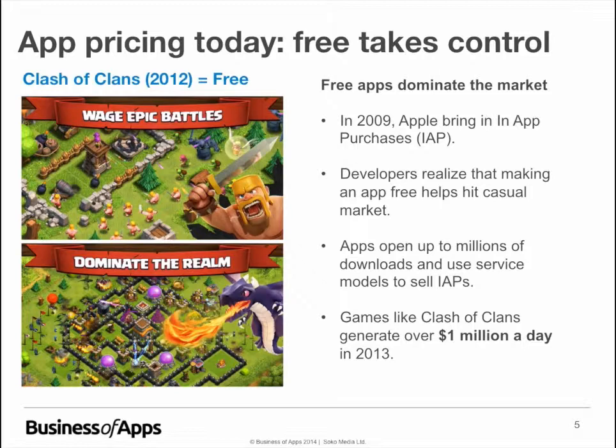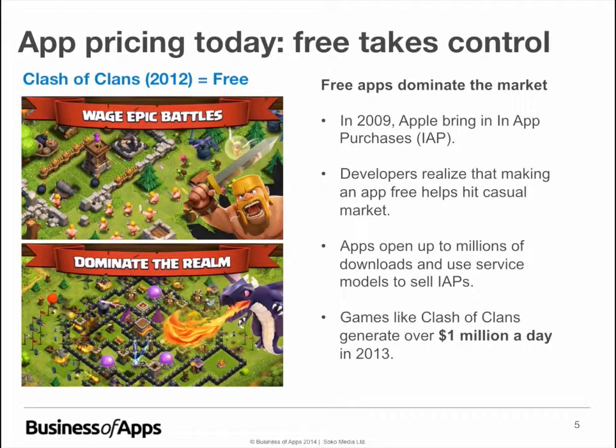Well, in 2009, one of the major reasons why this happened is that Apple brought in the in-app purchase, which of course is the method of people going into an app and then paying for additional content or extra currency, say, by authorizing a payment whilst they're in the app. And why that was important is that as app pricing was trending towards free, as consumers were unhappy to pay, developers began to realize that making an app free would help it to hit a big casual market and get installs.